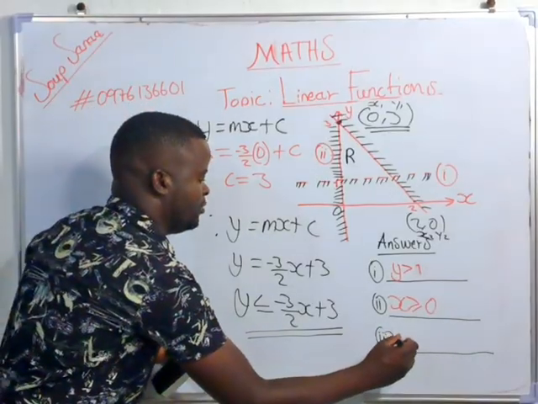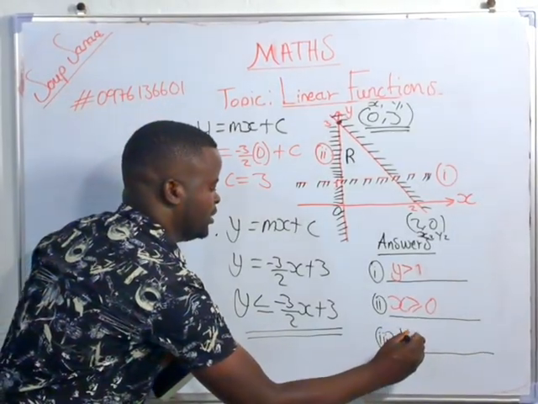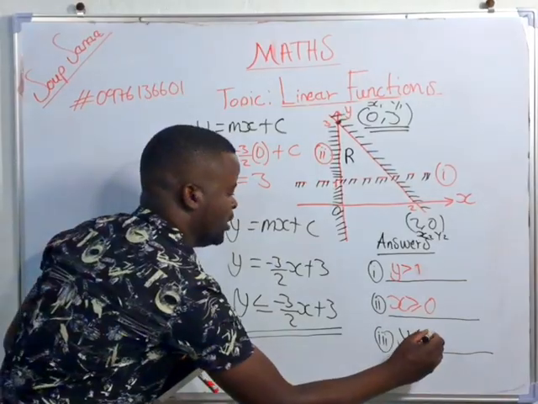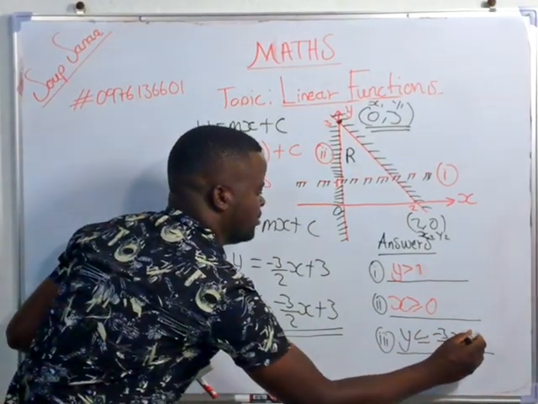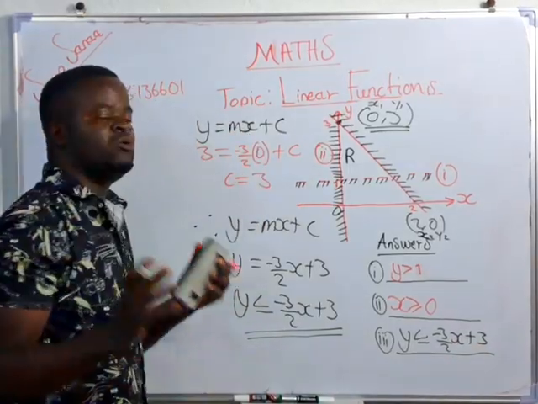So remember, we are saying the value is y less than or equal to negative 3 over 2 x plus 3. This is how we need to do it.